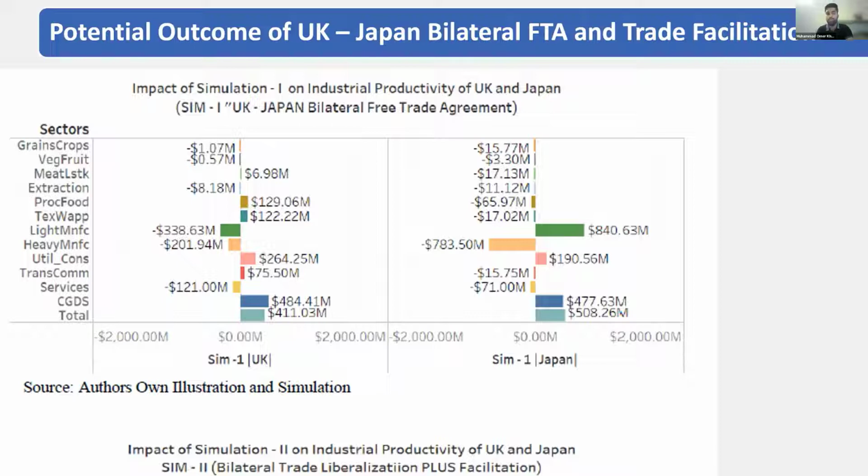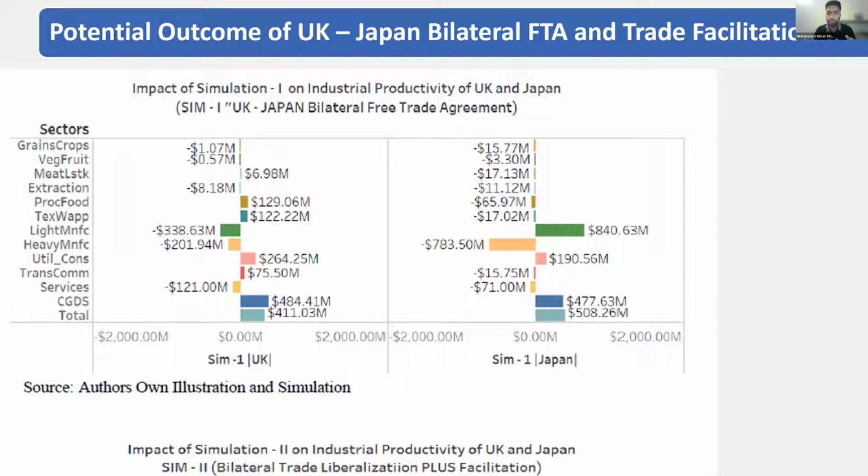So if we look into the paper, we are not just focusing in this industrial productivity on the UK or Japan agreement, but the productivity is based on the entire productivity, like all the products which are demanded by the local market, as well as by the UK, by the UAE, by America.